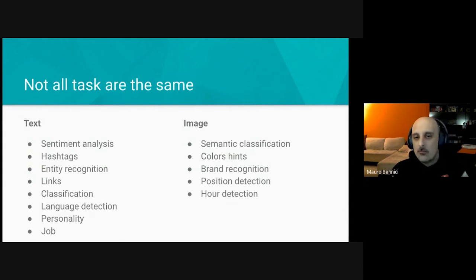The image is different. I want a semantic classification, so I want to know that this is inside, there is a kid, there is a car, there is a night, this is in the city. The colors are opaque, are vivid, and so on. There is my brand inside. So this kind of operation is a different kind of computation.